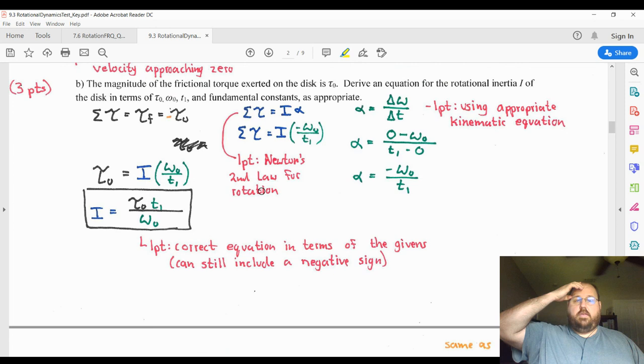We're then told that the magnitude of the frictional force exerted on the disk is tau naught. We're supposed to derive an equation for I, the moment of inertia, of the disk in terms of tau naught, omega naught, t1, and fundamental constants as appropriate.